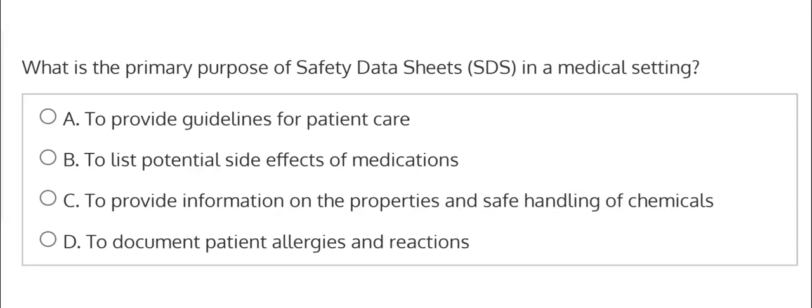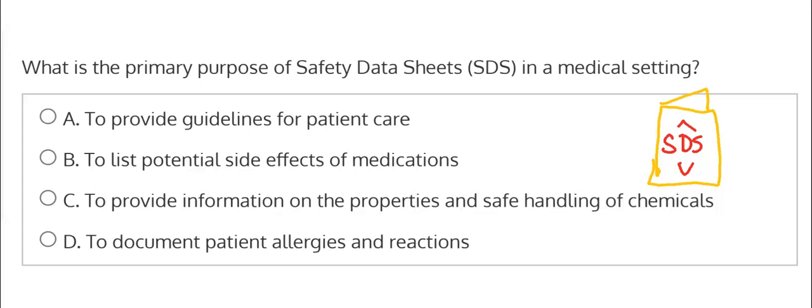What is the primary purpose of safety data sheets, or SDS, in a medical setting? So we've seen SDS mentioned in some other questions, and we've described this as the yellow binder that you'll have in healthcare facilities with SDS, and the reason why this is important to have in the healthcare setting. So we will discuss that when we look at the choices here.